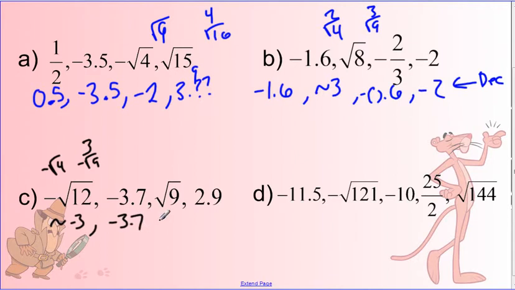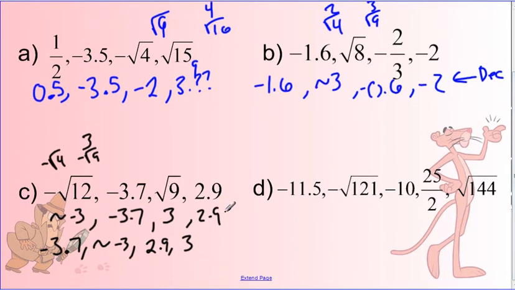-3.7 is already a decimal. Square root of 9 does work out to just 3 and 2.9. Okay, so now let's see what we got here. We have them all as decimals in order. So the most negative is -3.7. Then the about -3, because those are the only two negatives. Followed, now we're getting bigger, 2.9, and then 3 is bigger.